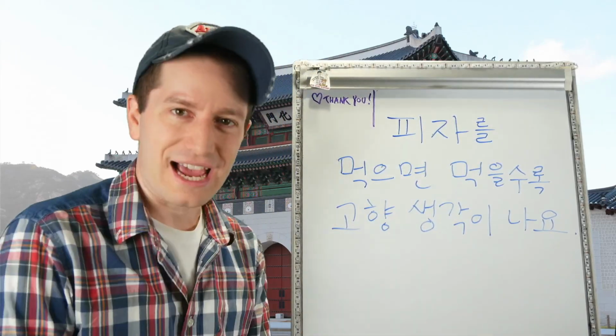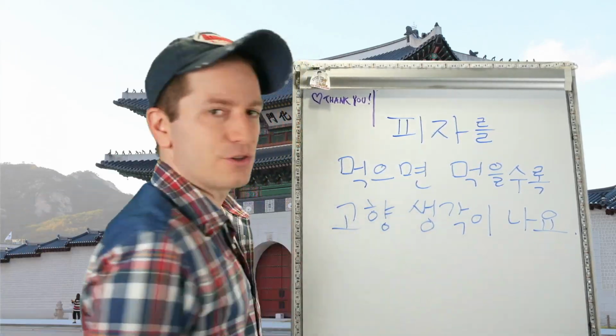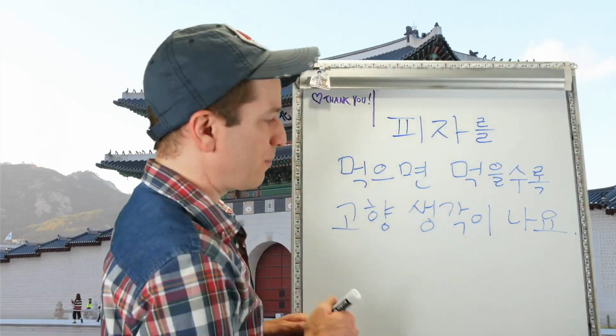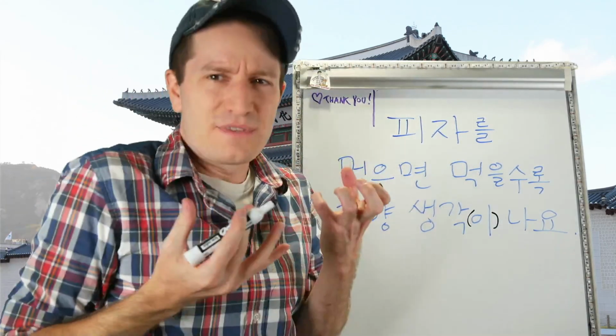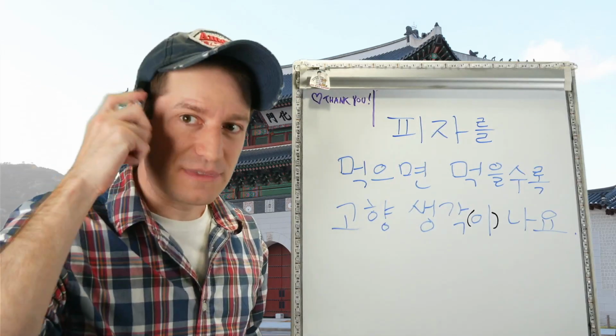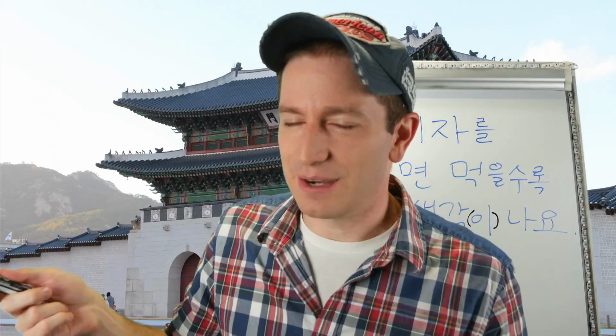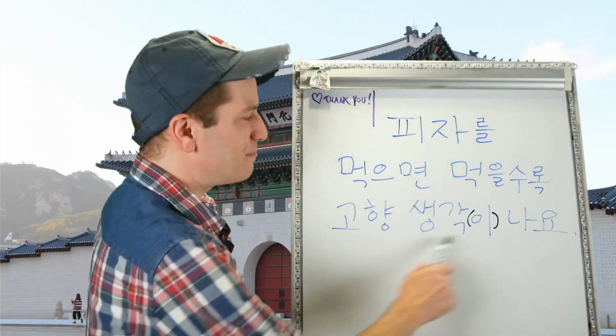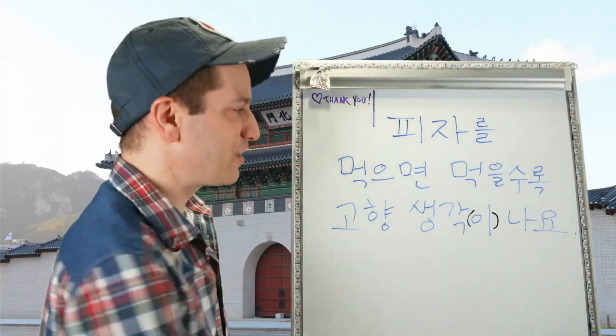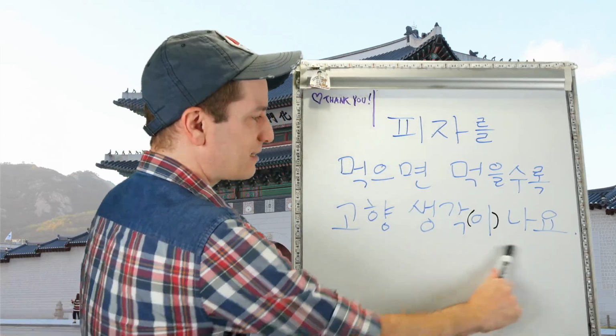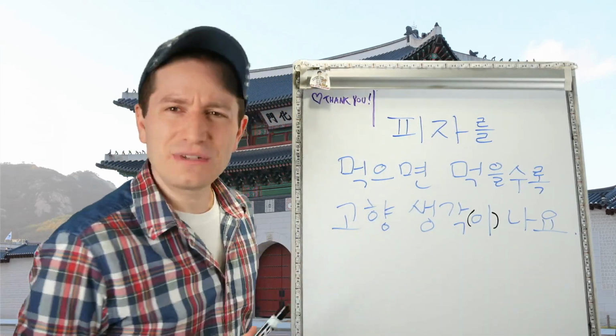고향 is your hometown, where you're from. 생각이 나요. 생각 나다 is the form here. Literally, a thought comes out. And that's how you say you think about something. Not that you are thinking about something, you're considering something, but that you recall something. It makes me think of. If you're trying to say that, you want to use 생각이 나다. 고향 생각이 나요. So I think about my hometown.